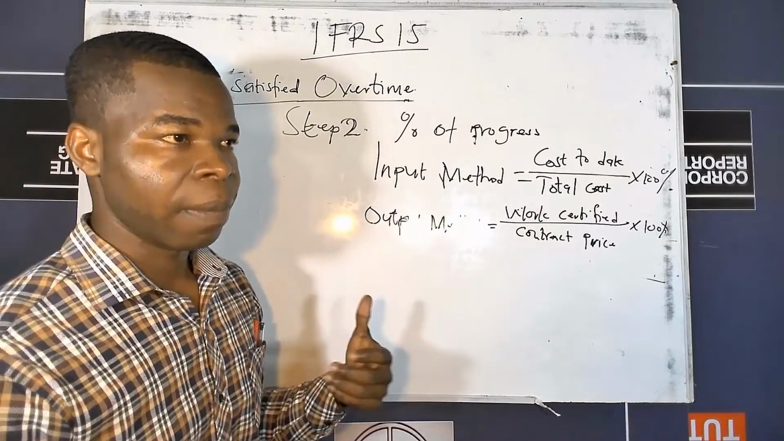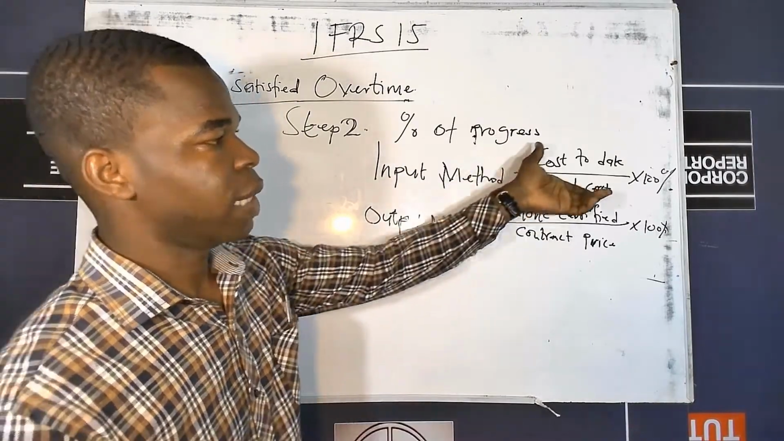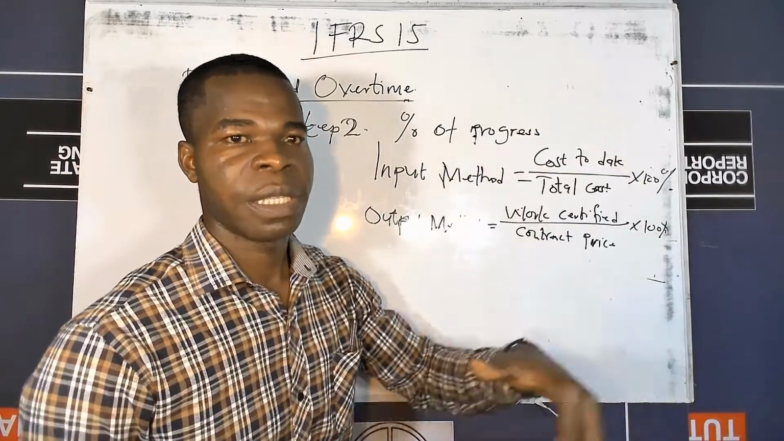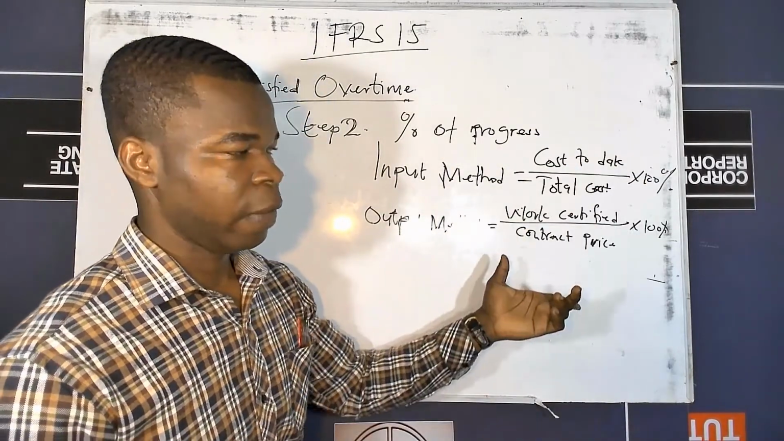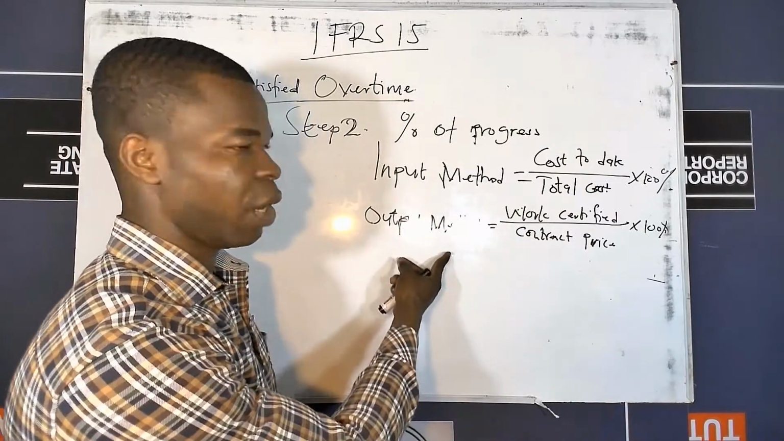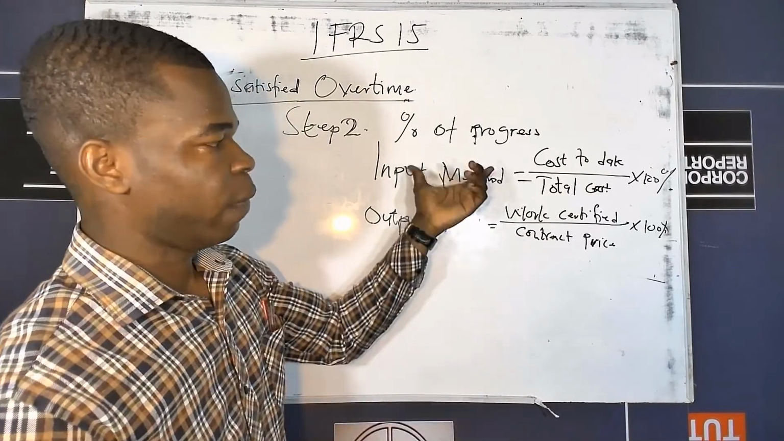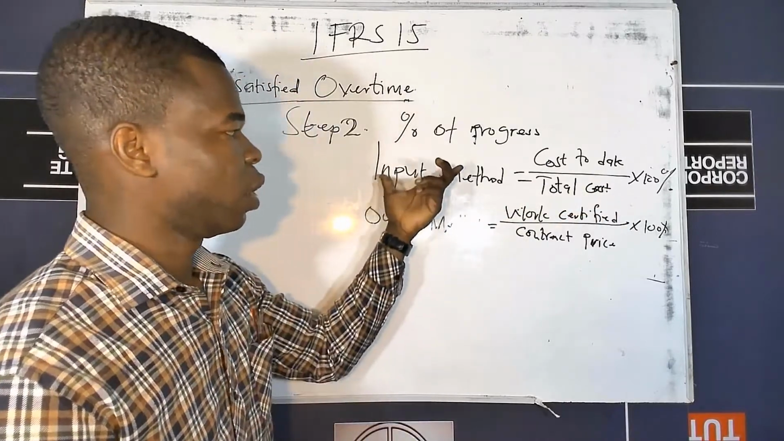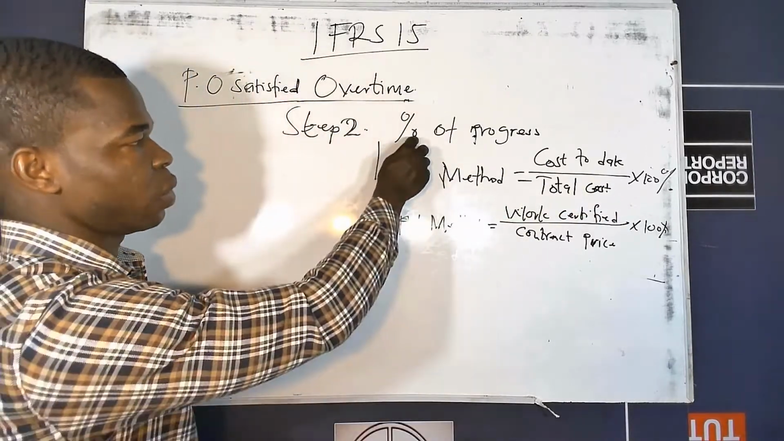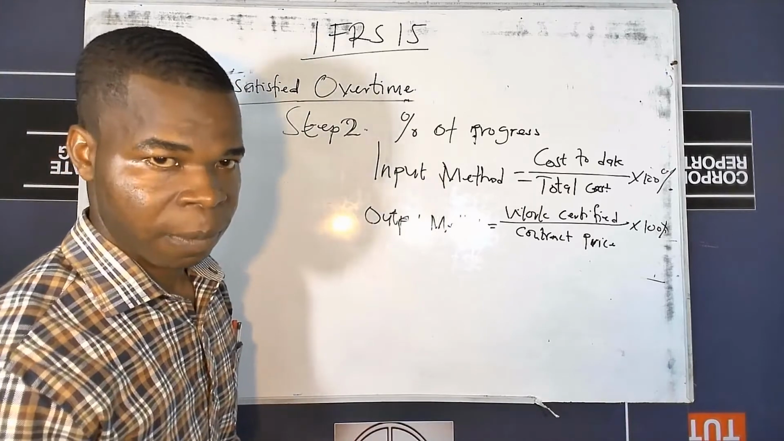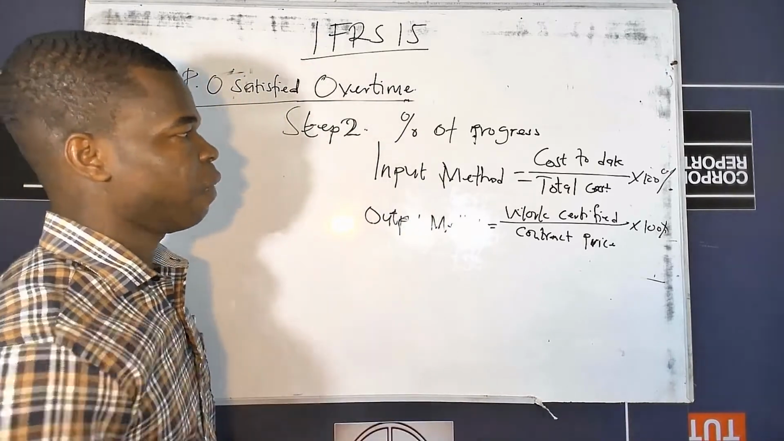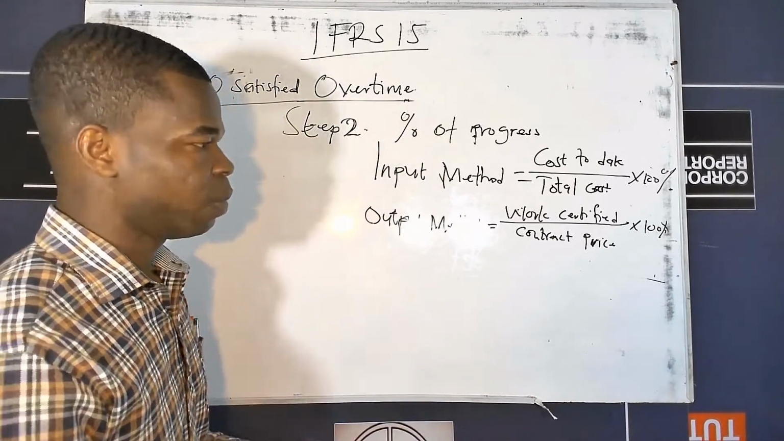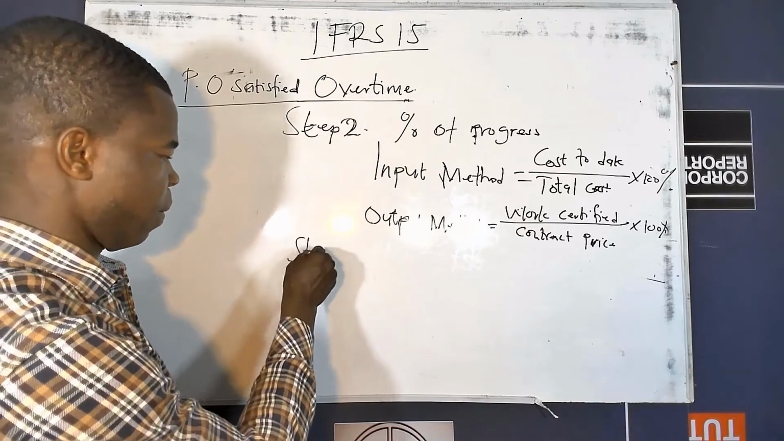In every or almost every question, you will be informed as to which of the methods you should use. But in case you are not informed, look at the variables present in the question. If you have work certified and contract price, then you can use the output method. But if you have your cost to date and total cost, you can also use your input method to ascertain your percentage of progress. Now, having understood step 2, let's move to step 3.